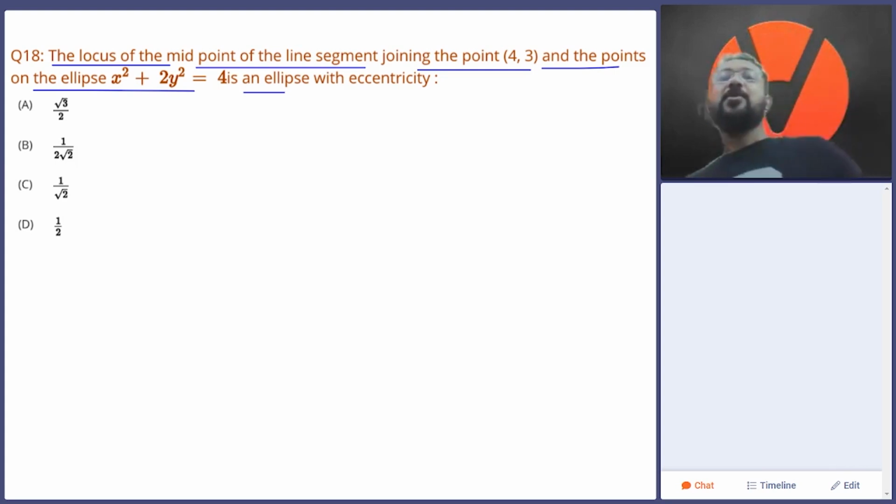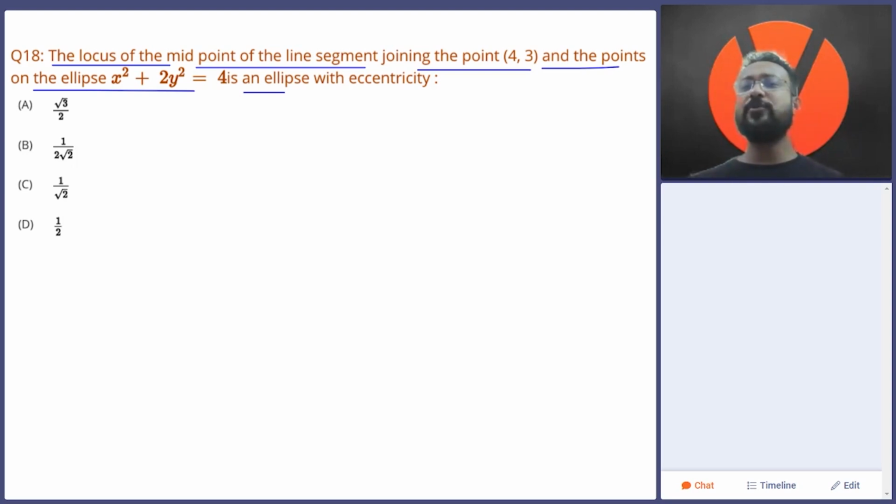So they are saying, what is the locus of... okay, they are not saying to find out the locus. They are saying if you find out the locus of the midpoint of the line segment which joins (4,3) and the points on the ellipse, you will get an ellipse. Please tell us what will be the eccentricity of that ellipse.